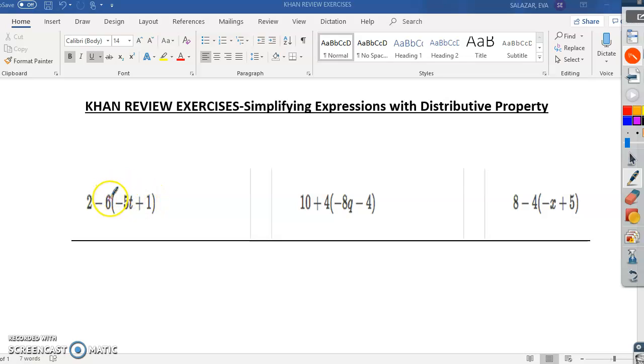And in order for me to do that, I'm going to go ahead and start using arrows. So I'm going to bring down this 2 because I cannot do anything with that 2, at least not yet. And I'm going to distribute that minus to that 6, which means I'm going to have a negative 6 times a negative 5t, which will give me positive 30t.